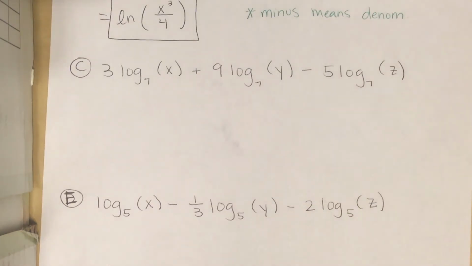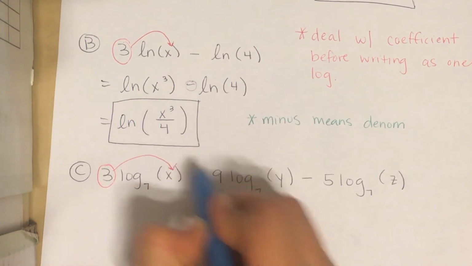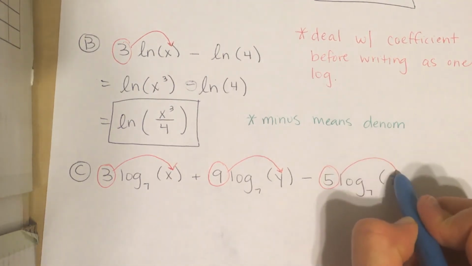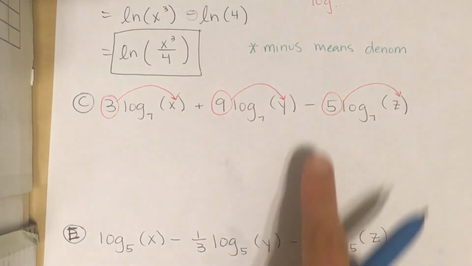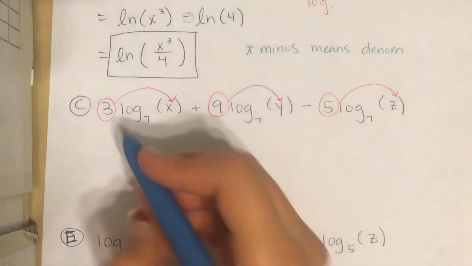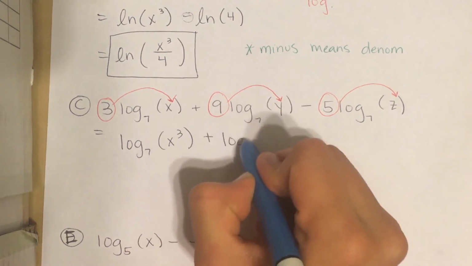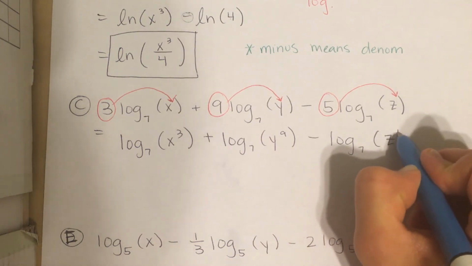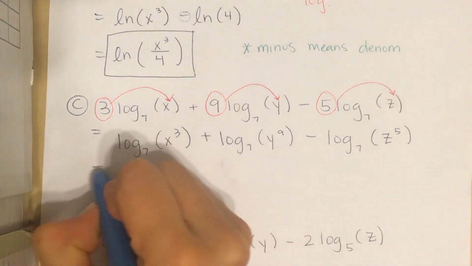All right, let's do one that's a little more difficult. Same idea though, we have to deal with our coefficients before we can write it as one log. So I need to bring this 3 inside as an exponent, this 9 inside as an exponent, and this 5 inside as an exponent. Just the number, you don't have to worry about bringing the sign inside. So this would be rewritten log base 7 of x cubed plus log base 7 of y to the 9th power minus log base 7 of z to the 5th power. I can combine all three of these into one logarithm in one step.